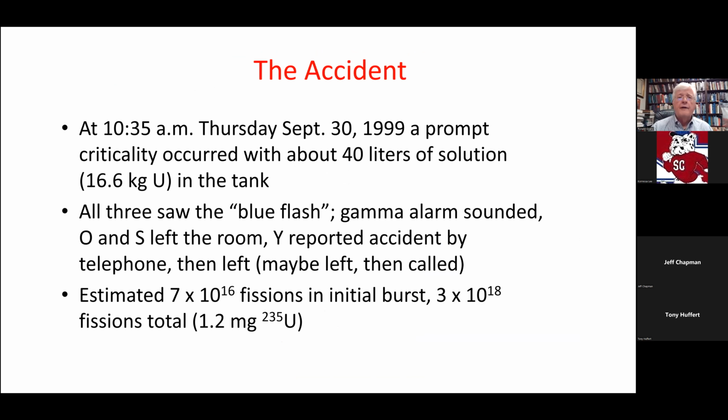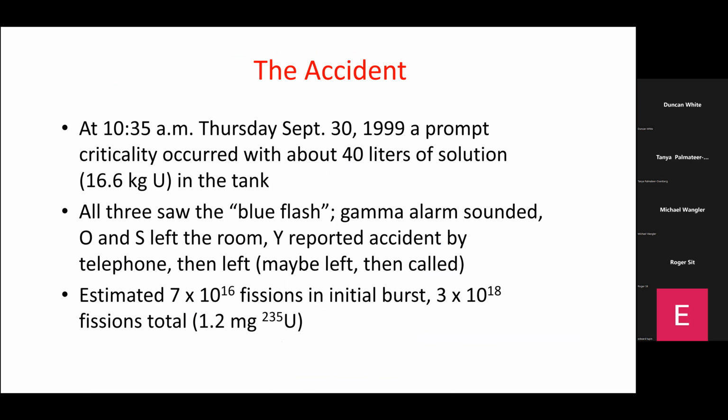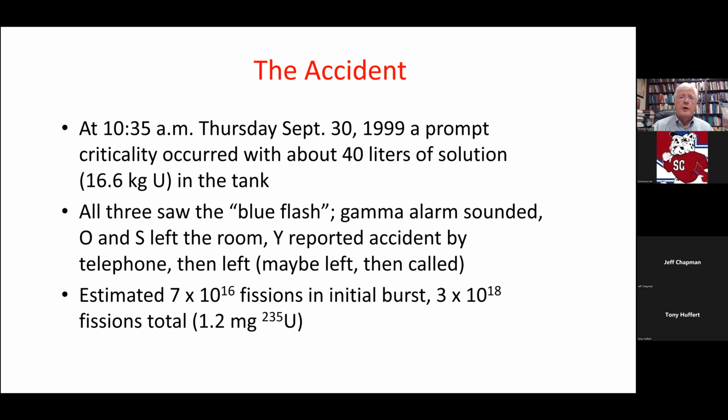So here are some details here. It happened at 10:35 a.m. local time on Thursday, September the 30th, 1999. Prompt criticality. All 3 of the men talk about a blue flash, the shrink off radiation. The gamma alarm sounded. Mr. O and Mr. S left the room. Mr. Y, the supervisor, reported it by telephone. It's not clear whether he did that before or after he left. But the initial burst was about 7 times 10 to the 16th fissions, and then going to 3 times 10 to the 18th total because it oscillated for hours.